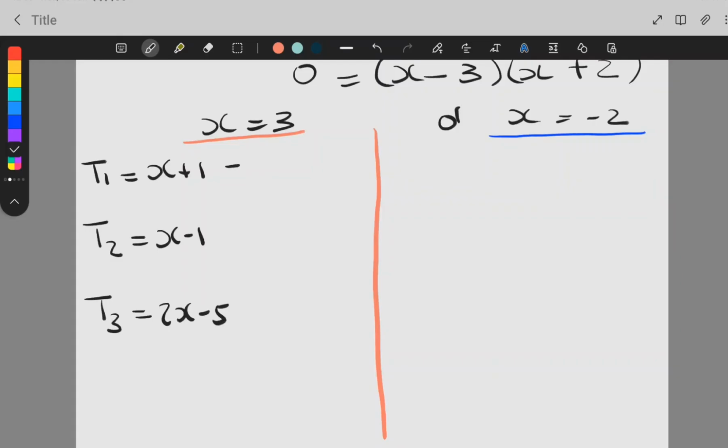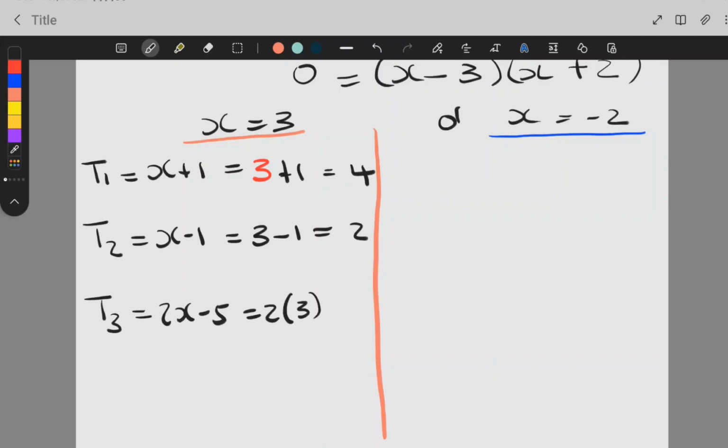So if x is 3, I'm just going to sub in here. x is 3, so 3 plus 1 gives me 4. Then x minus 1, so 3 minus 1 gives me 2. And then 2 times 3 minus 5 gives me 1. So the sequence would be 4, 2, and 1. That's if x is 3.